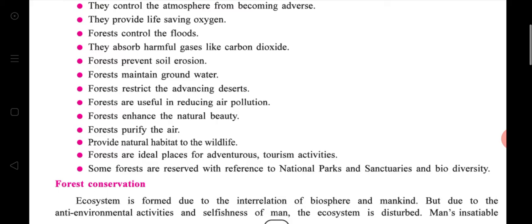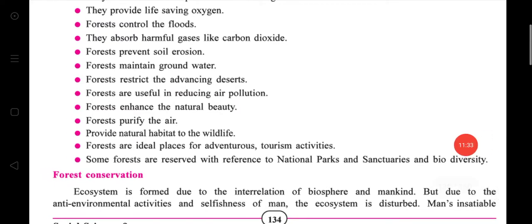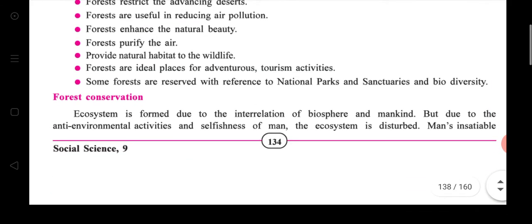Then enhance the natural beauty. Then purify the air. Then they provide natural habitat to our wildlife, because if there is no forest, then where do the animals go? Then forests are ideal places for adventurous tourism activities. And some forests are reserved with reference to national parks and sanctuaries and biodiversity.